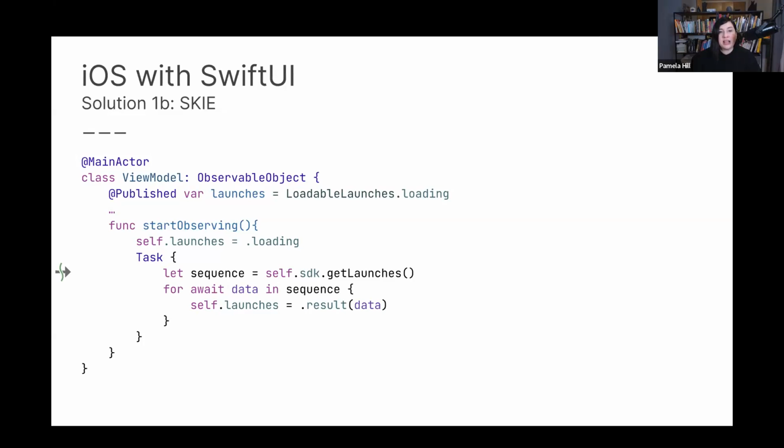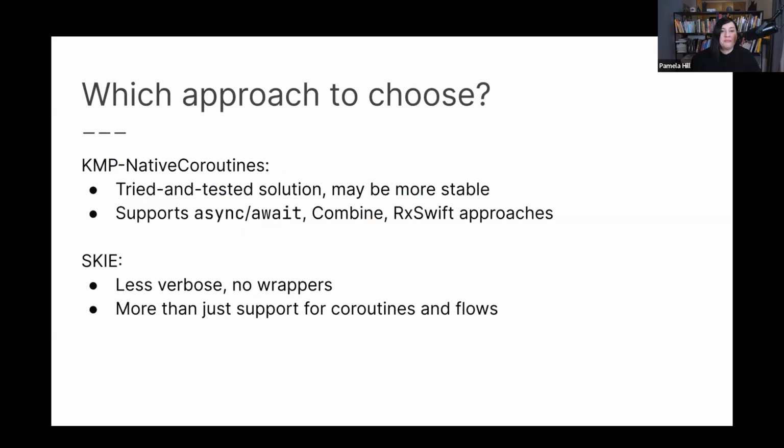Now, perhaps you're wondering, how do I choose between KMP native coroutines and Sky? KMP native coroutines has been around a lot longer. It's a tried and tested solution, and it may be a little bit more stable. It also supports not just async await, but also the Combine and RxSwift approaches to concurrency, whereas Sky is much less verbose and doesn't have any wrappers, but it only supports the async await mechanism as far as I'm aware.